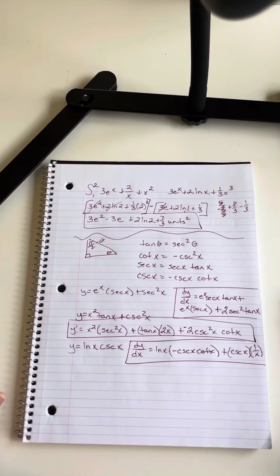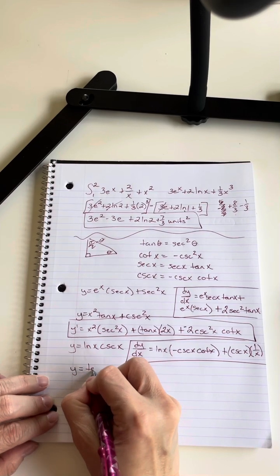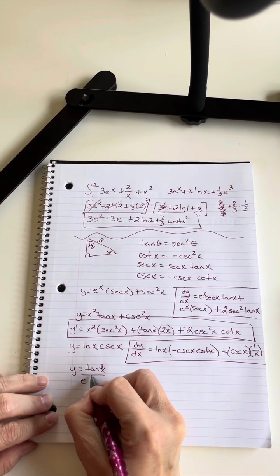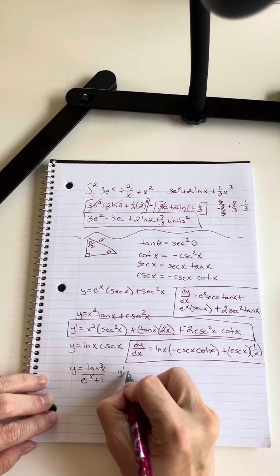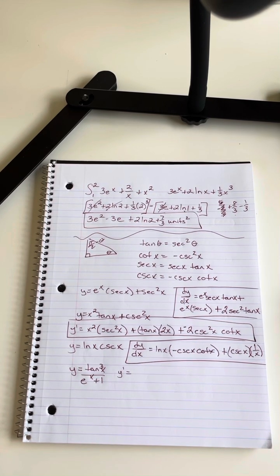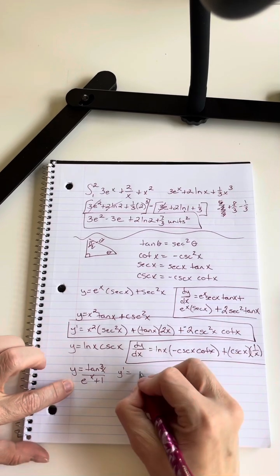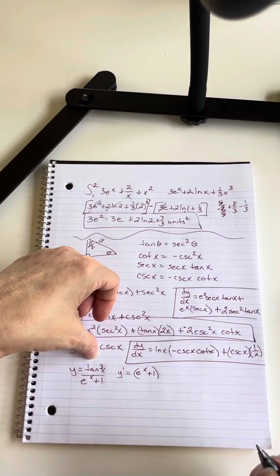Example 9. If y equals tangent cubed x over e to the x plus 1, find y prime. All right, so now because this is a division, a quotient, I need to follow the other song. So low, e to the x plus 1, deriving tangent cubed.